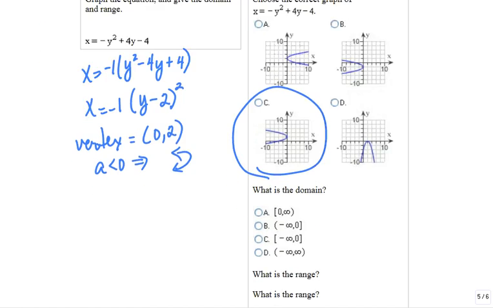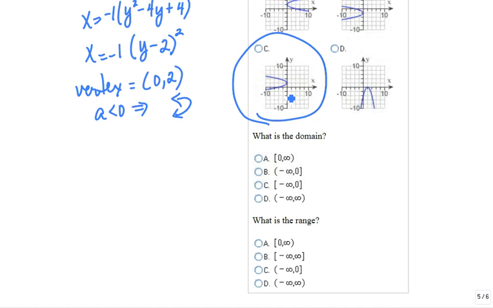And the domain is from negative infinity to 0, including 0. And the range would be negative infinity to infinity.